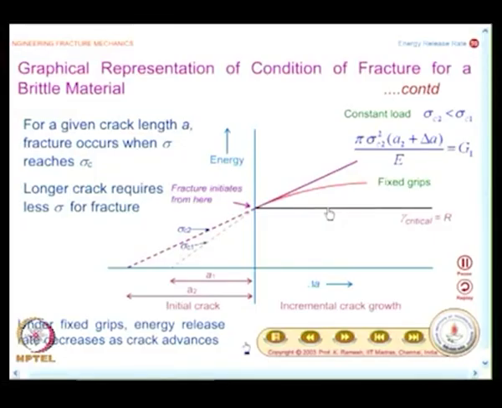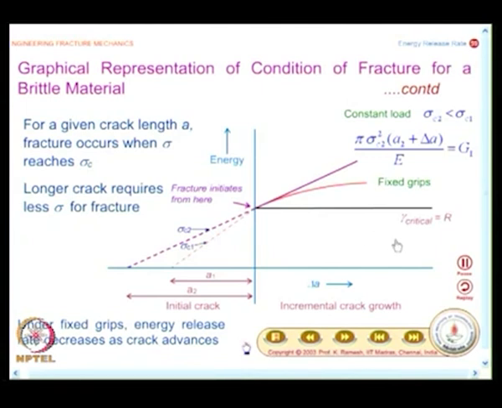and this appeals to our common sense. A longer crack would require a smaller stress for fracture to get initiated. We have also looked at that in the residual strength diagram, and this is a new form of representing the energies involved in the fracture process. We are looking at the energy release rate and the resistance. All this discussion confines to brittle materials. That is the reason why we have kept this R as constant.